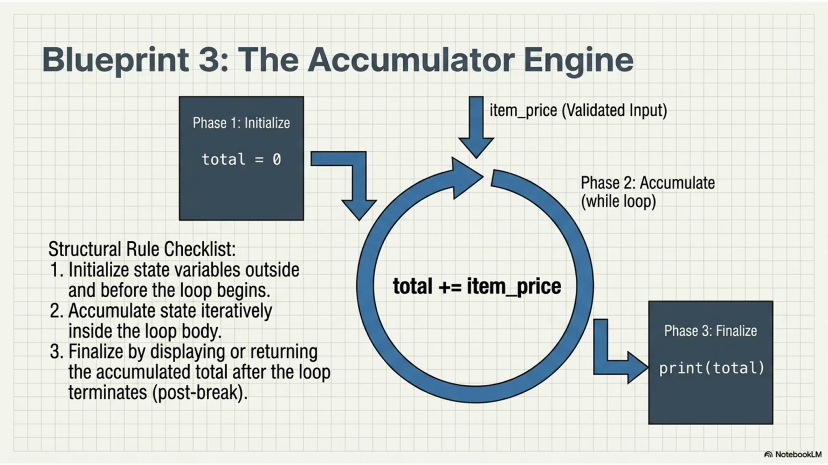The loop provides the indefinite iteration, and the plus equals operator builds the running total. Phase 3, finalize. After the loop terminates post-break, call print total to display or return the accumulated result. The structural rule checklist reinforces the three phases: initialize outside, accumulate inside, finalize after. This is the same architecture behind shopping cart totals, invoice line item sums, and any business logic that builds a result iteratively from user input.